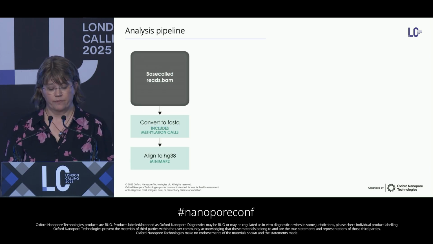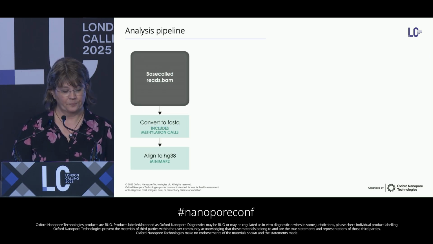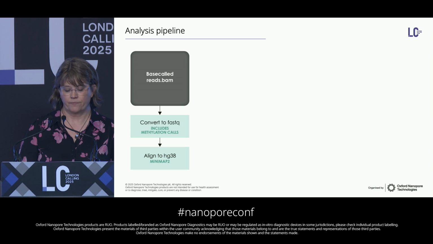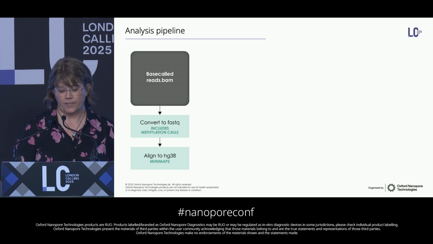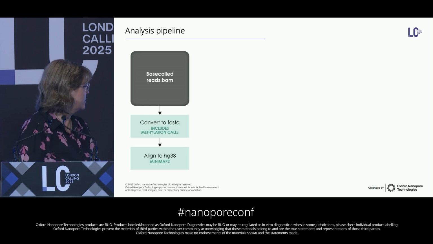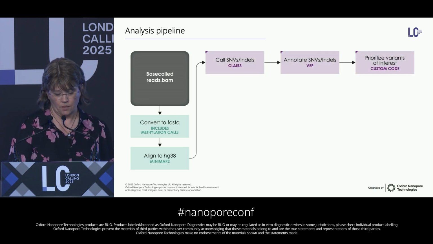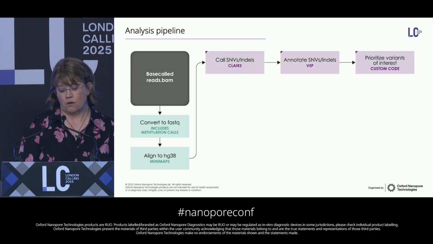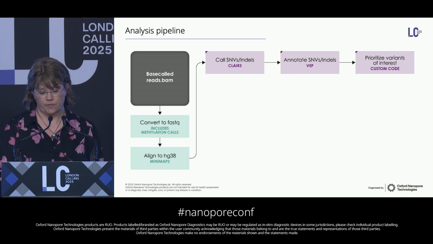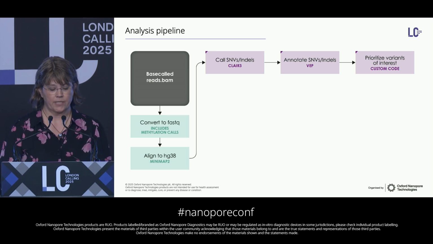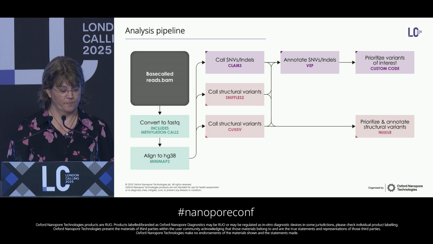Next, I'll give a brief overview of our analysis pipeline. Base called BAM files are converted to FASTQ, and reads are then aligned to the HG38 reference genome using Minimap2. Clair3 is used to call SNVs and indels, which are then annotated with VEP and prioritized using custom scripts.